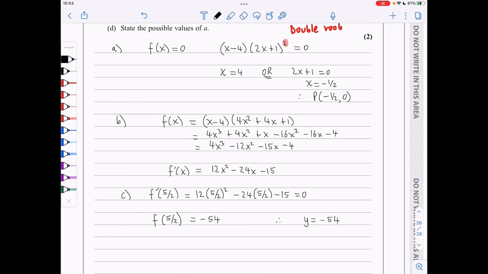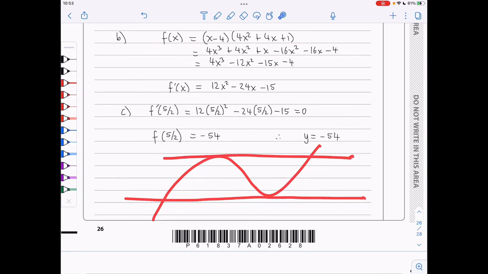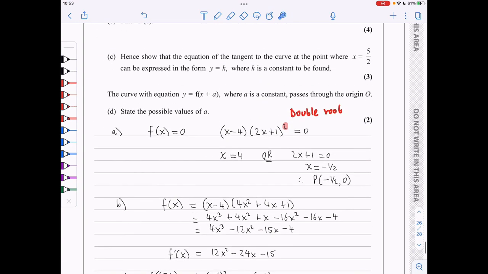So it was a cubic, it probably looks something like this, and we have found that the tangent is something like that, either here or here. It's a horizontal line. And then part D, the curve y is f of x plus a, where a is a constant, passes through the origin O, and we need to state the possible values of a.